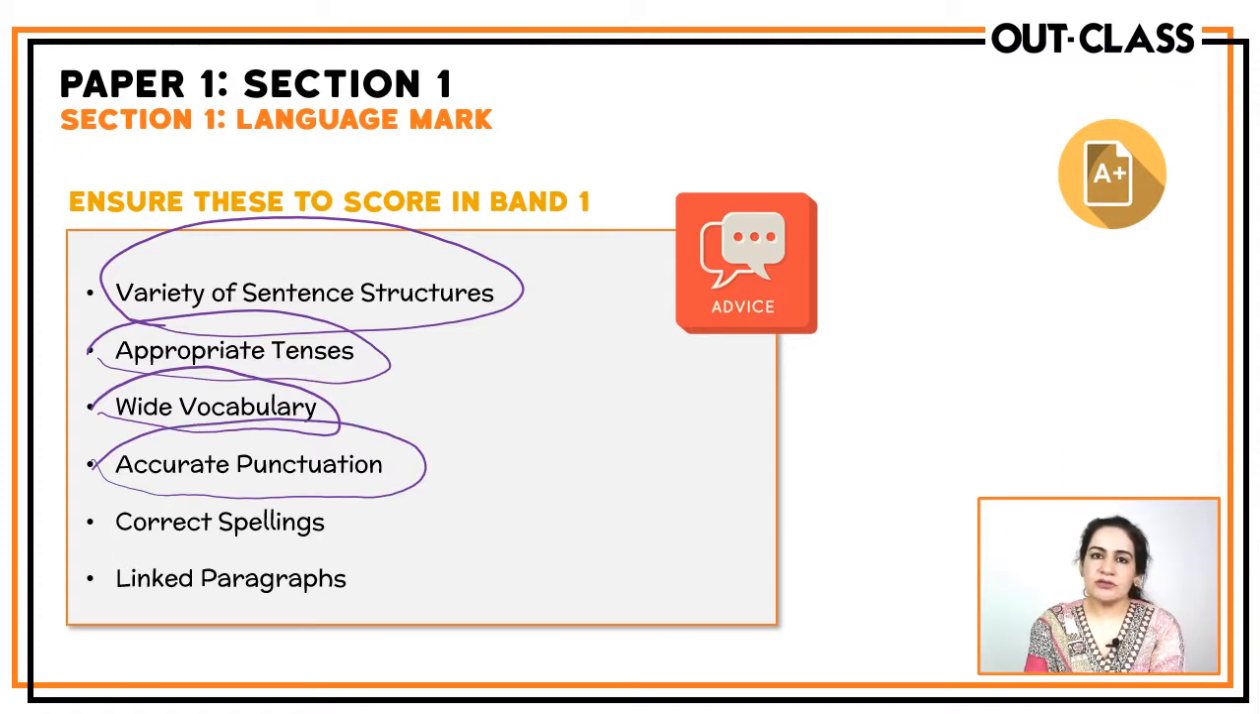Accurate punctuation: where to use a comma, where to put a period or a full stop, parenthesis, ellipses, dashes, hyphen, semicolon, colon, these are all punctuation marks, speech marks, and you should know how you have to use them appropriately. Correct spelling, something which we tend to ignore at times, but it does have its impact on your writing as such, so you should be careful.